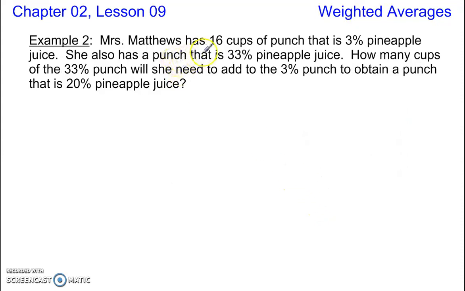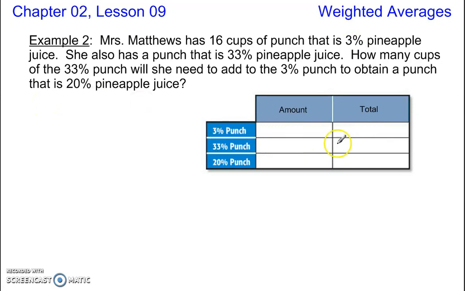All right, here's another problem. I'll go through this fairly quickly. We have 16 cups of punch that is 3% pineapple. We also have a punch with 33% pineapple juice. How many cups of the 33% punch do we need to add to the 3% to get a 20% pineapple juice?